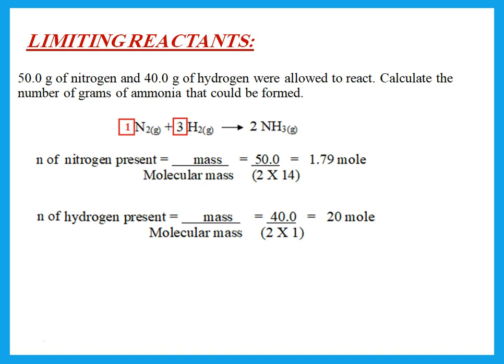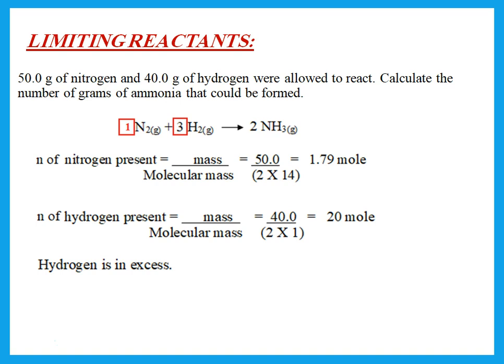How much did he actually put? He actually put 20 moles. That is way too much, more than needed. So we say that the hydrogen is excess. It is more than needed. We need only about 6 moles and he put 20. So the hydrogen is excess, and that means the nitrogen is limited.